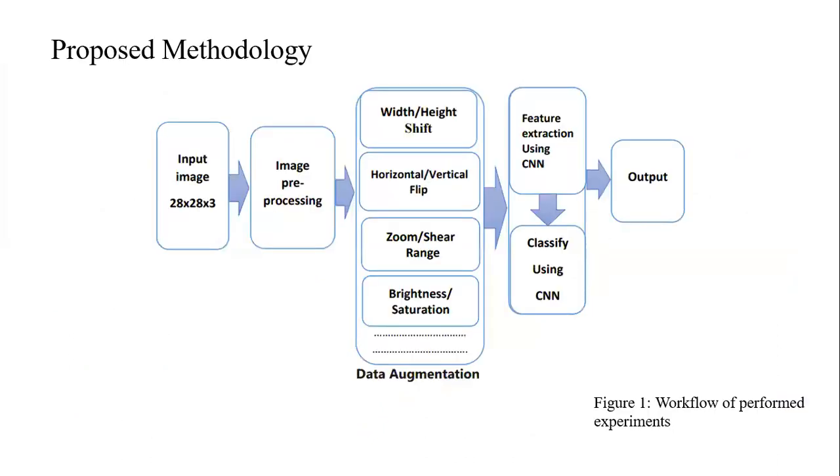This is our proposed methodology for the convolutional neural network. First, we have taken the input images with input size 28×28×3. Then image preprocessing has been done, which I will cover later in the slides. Then we augmented our images with horizontal and vertical shift, zoom, shear range, brightness, and saturation. After that, we did feature extraction with the CNN and classified with it. Finally, we added the output layer.